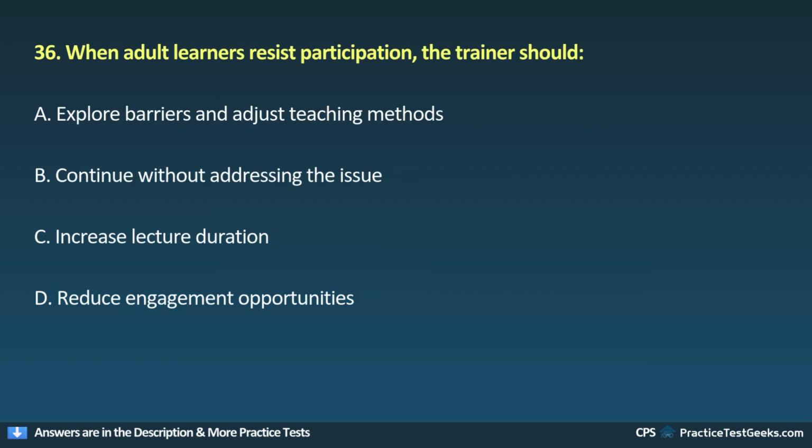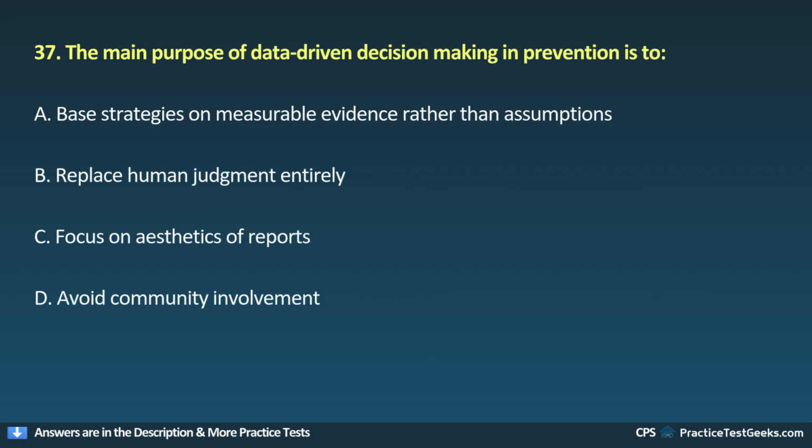36. When adult learners resist participation, the trainer should A. Explore barriers and adjust teaching methods. B. Continue without addressing the issue. C. Increase lecture duration. D. Reduce engagement opportunities.